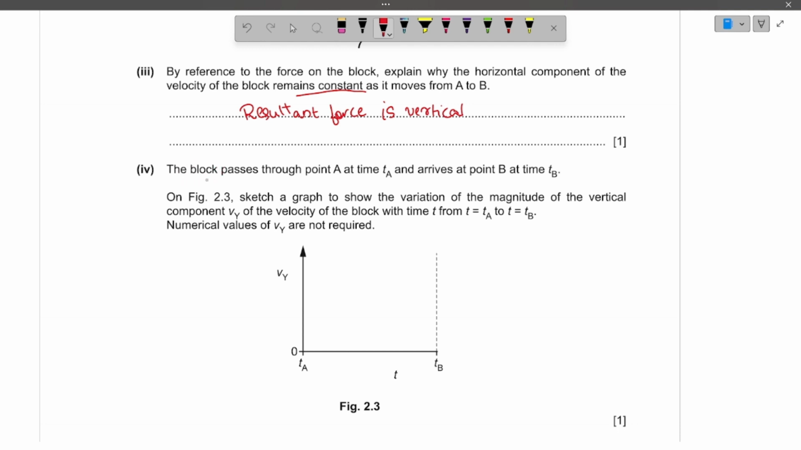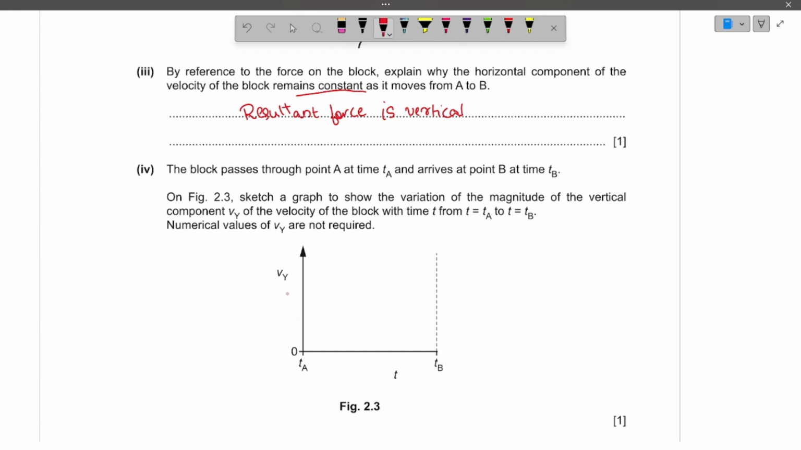Then the fourth question is, the block passes through point A at time TA and arrives at point B at time TB. On figure 2.3, sketch a graph to show the variation of the magnitude of the vertical component Vy of the velocity of the block with time T from T equal to TA to T equal to TB. Numerical values of Vy are not required. So here you also need to find out the change in the vertical component, because the horizontal component stays the same, right?